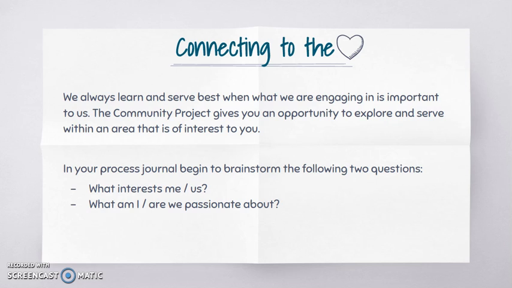We always learn and serve best when what we are engaging in is important to us. The community project gives you an opportunity to explore and serve within an area that is of interest to you. In your process journal, begin to brainstorm the following two questions. What interests me or us? What am I or are we passionate about?